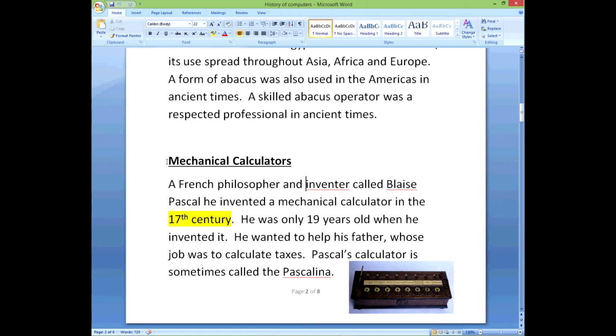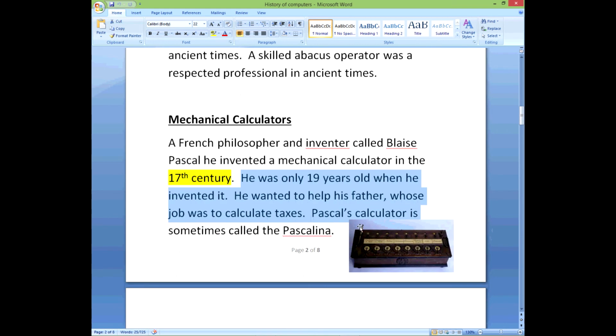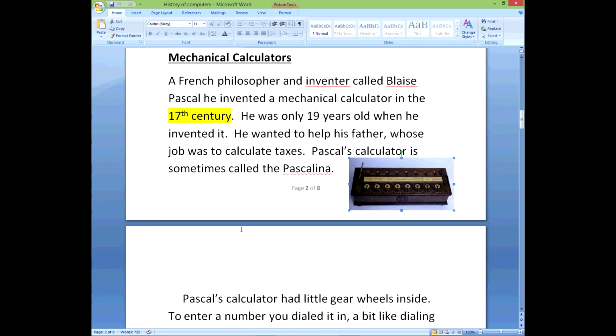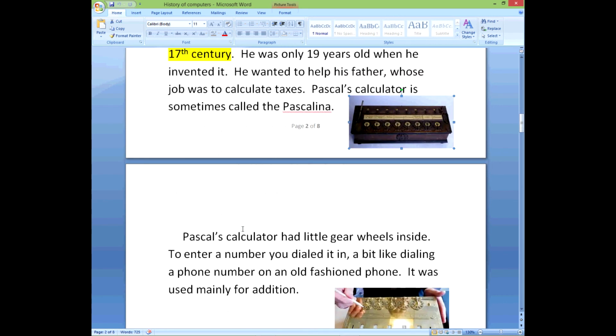Now let's look at our second mechanical calculator. A French philosopher and inventor called Blaise Pascal invented a mechanical calculator in the 17th century. He was only 19 years old when he invented it. He wanted to help his father, whose job was to collect taxes. Pascal's calculator is sometimes called the Pascalina. Alright, and here we have an example of the Pascalina. This one is wooden, it's a wooden Pascalina.